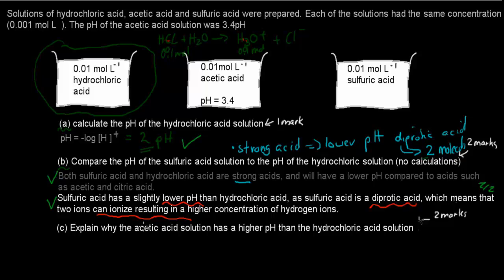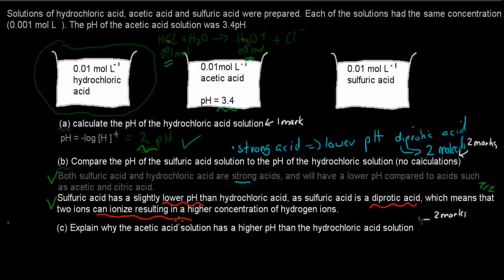And the last one was explain why acetic acid solution has a higher pH than hydrochloric acid solution. In this case, we have acetic acid here, pH of 3.4, and we know that this hydrochloric acid has about a pH of 2. And you would talk about the ionization, that hydrochloric acid completely ionizes, which means that 0.01 molar of hydrochloric acid will turn to 0.01 molar of hydronium ions. That means we have a high concentration of hydronium or hydrogen ions.